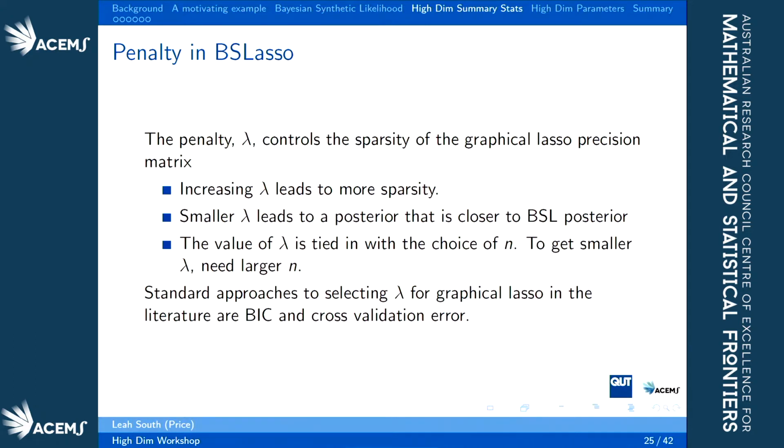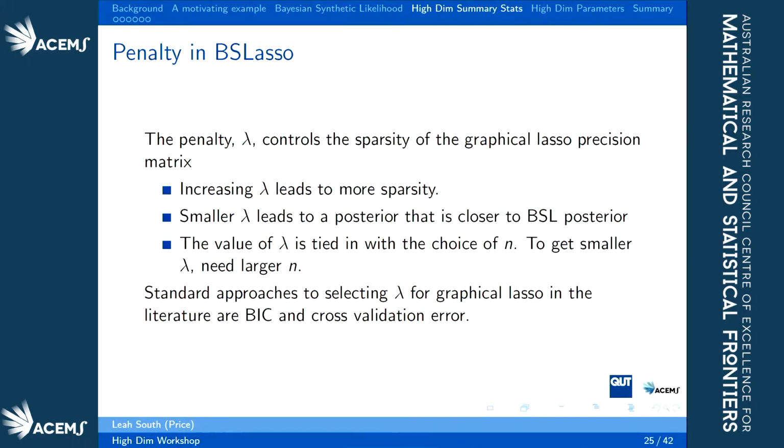And the value of lambda, as I said, controls sparsity, and that value is also tied in with n. So if you have more model simulations, you don't need to induce as much sparsity, whereas if you've got n really small, you'll need to get a more sparse estimate of the precision matrix.